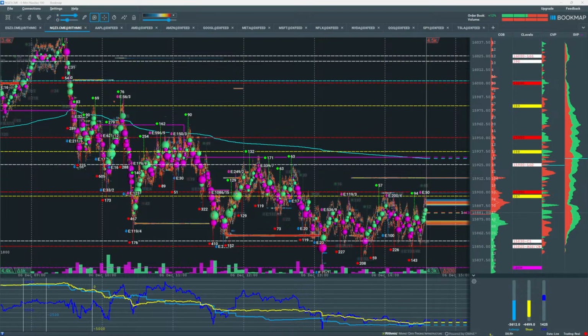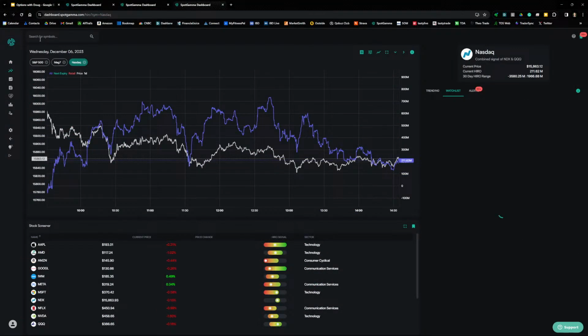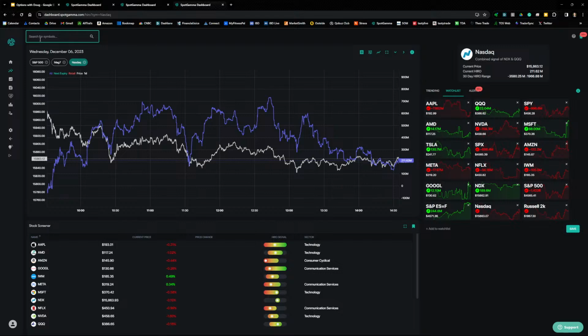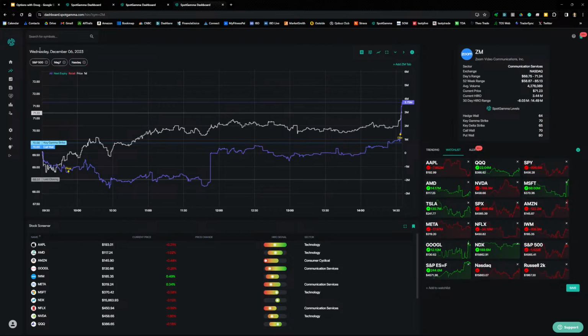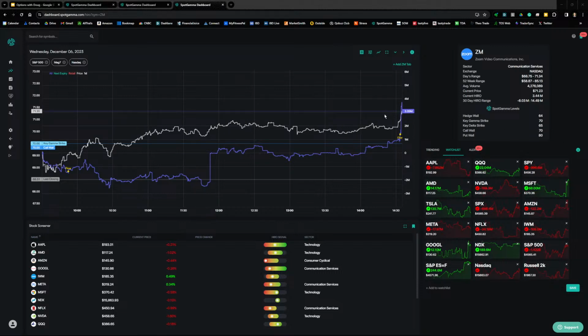All right, Ryan wants to take a look at Zoom. Let's take a look at Zoom. I don't have that in Bookmap. We can take a look in Hero here. So actually a bullish day here in Hero. The notional value is pretty small, but traders are taking positive delta positions. It looks like some kind of large order just came in right around 2:30, and Zoom is trading above its call wall at 70. That's also the key gamma strike.